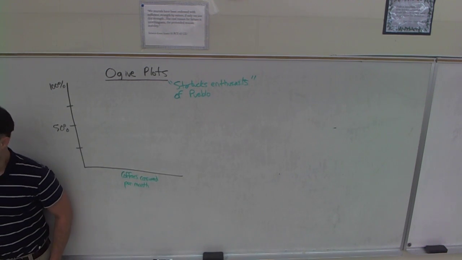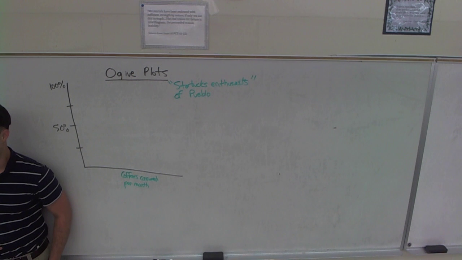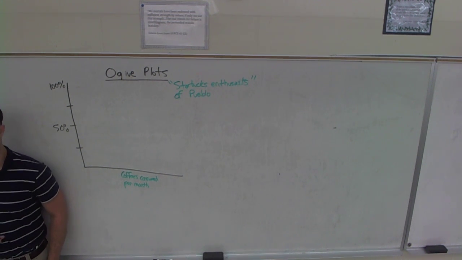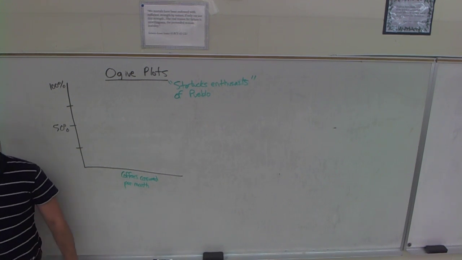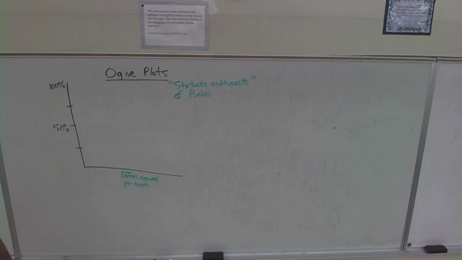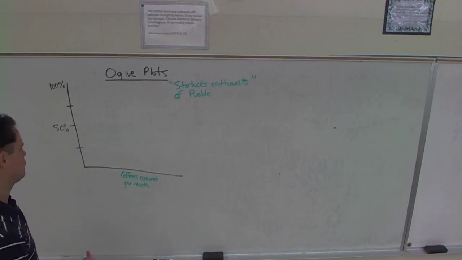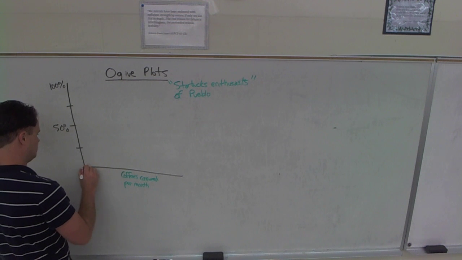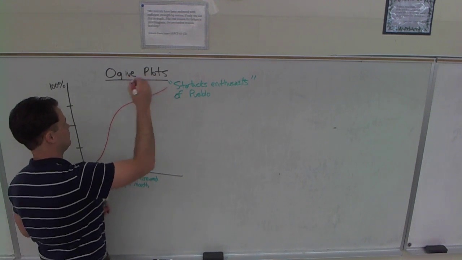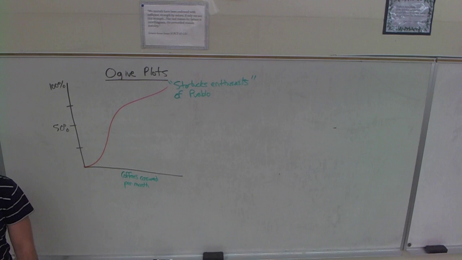So, we want to look at how many coffees these people are consuming per month. We can, of course, apply that to Colorado Springs or non-Starbucks enthusiasts, whatever that means. But what's typical for these people? I don't know. I'm going to draw a random curve. Ogives usually look something like that. You don't have to have a specific shape.